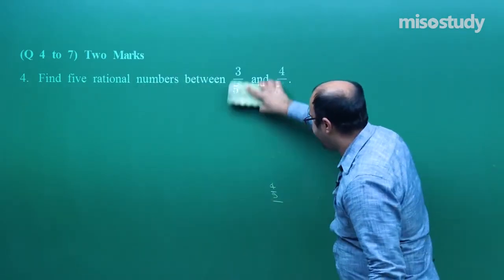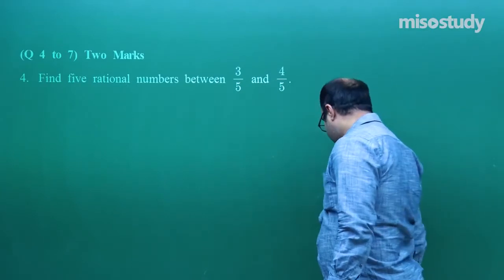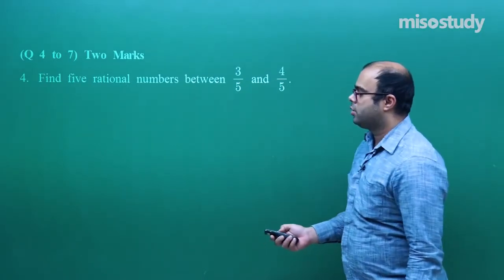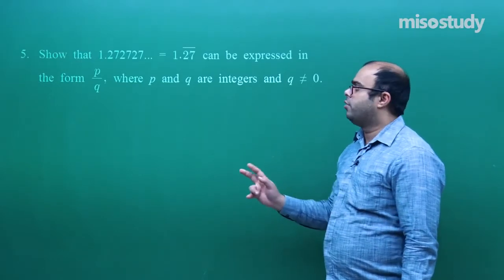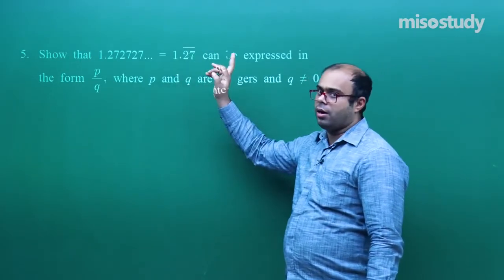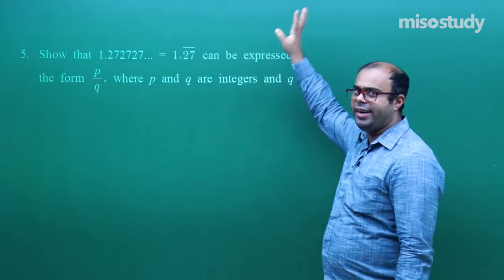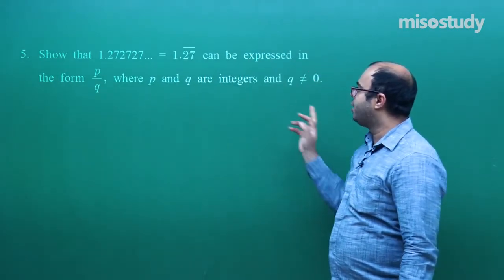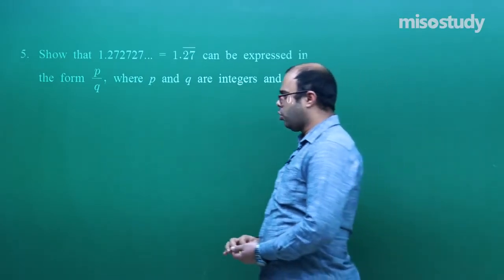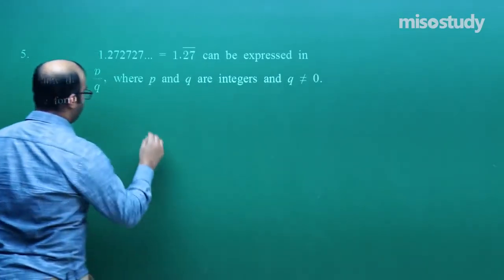Next question is again of 2 marks, 4 to 7 are of 2 marks. Show that 1.27, 27, 27 and so on, which can be written as 1.27 bar, that is 27 is repeating for indefinite time, can be expressed in the form p by q, where p and q are integers and q not equal to 0. So, let us see how can we express this.